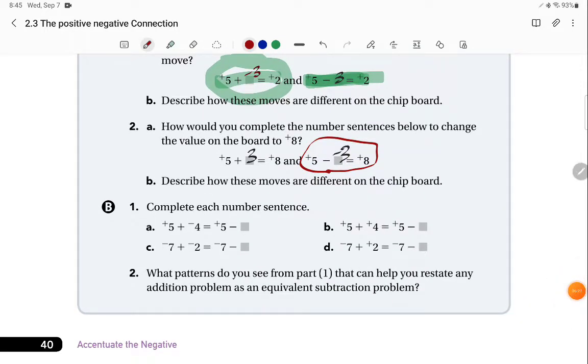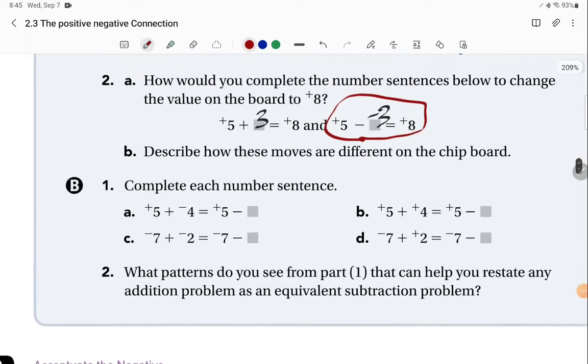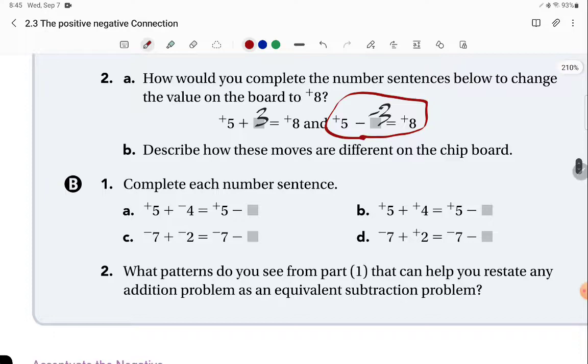Okay. So on these, you're just completing the number sentences. They're not that tricky. You know, positive 5 plus negative 4 is the same as positive 5 minus 4. Negative 7 plus negative 2 is the same as negative 7 minus 2. You get the same answers there and there, there and there.